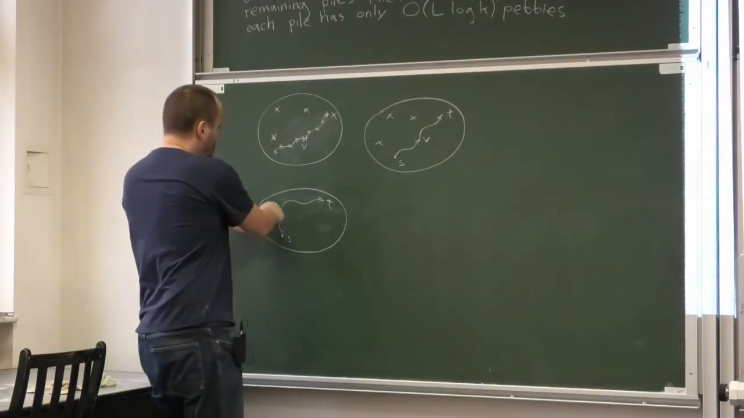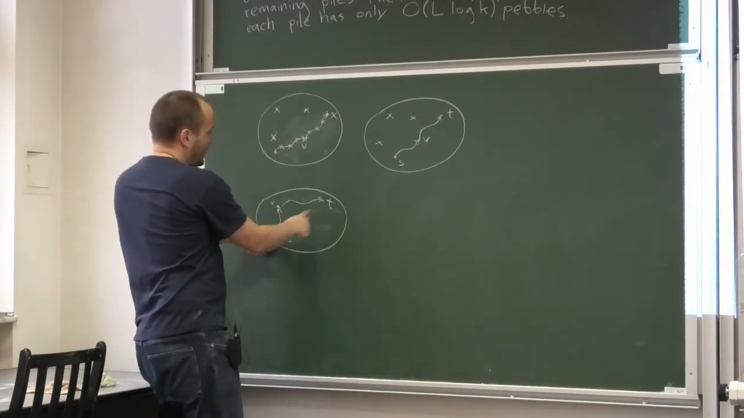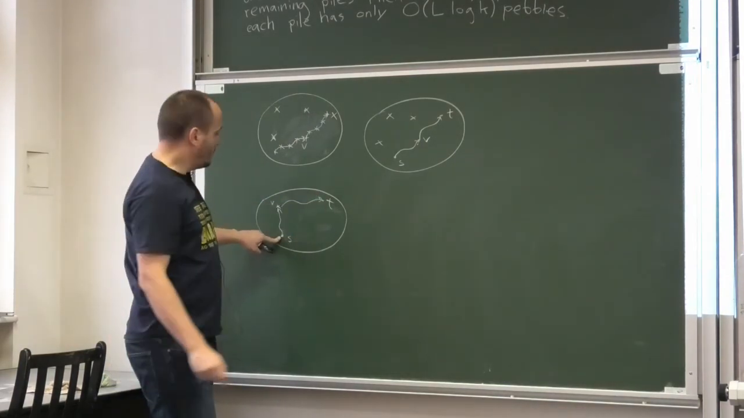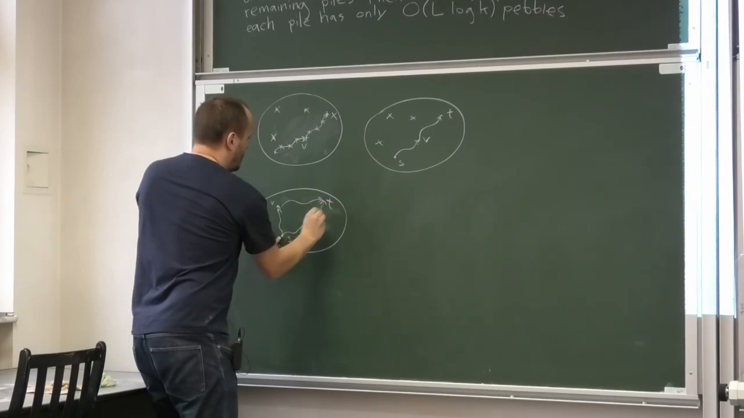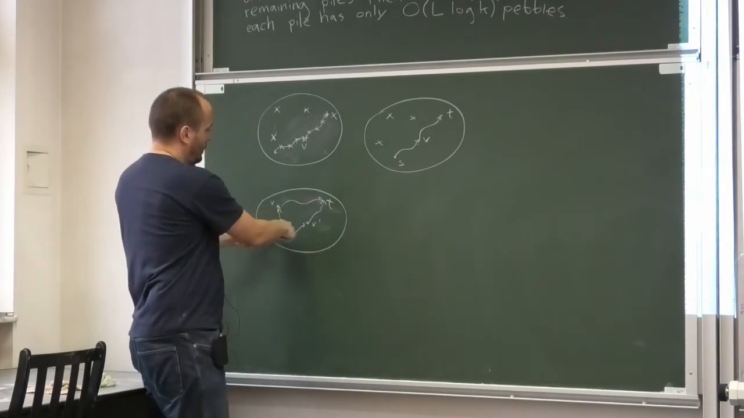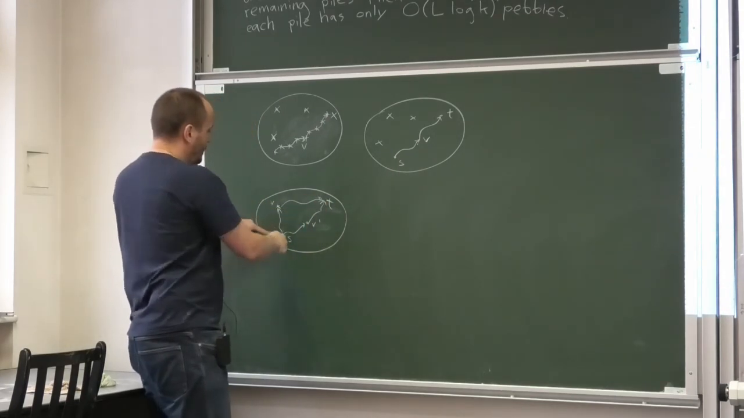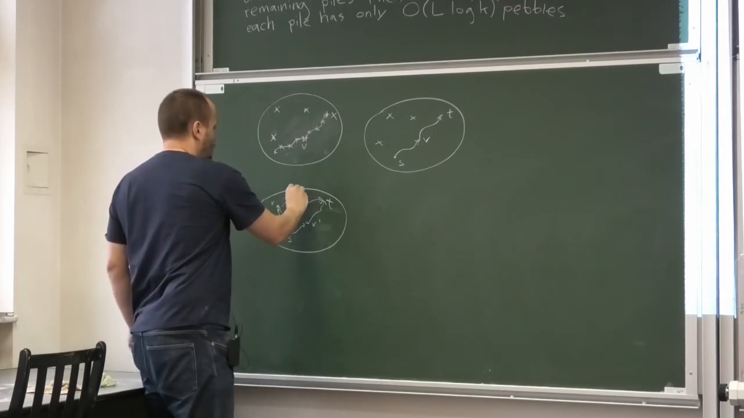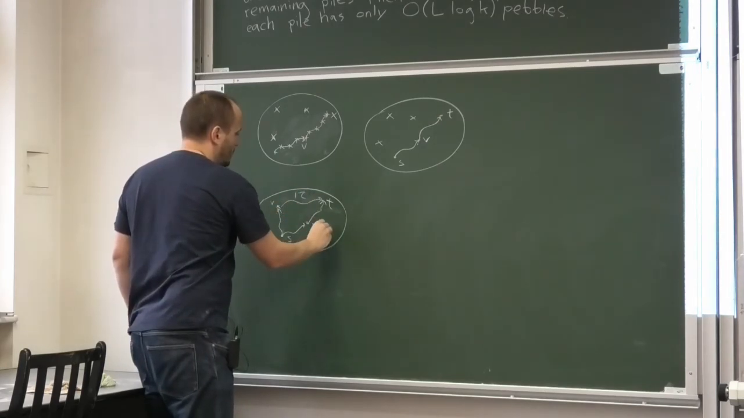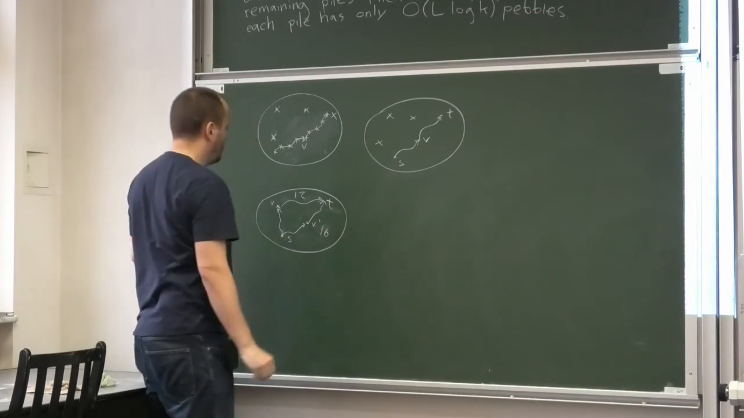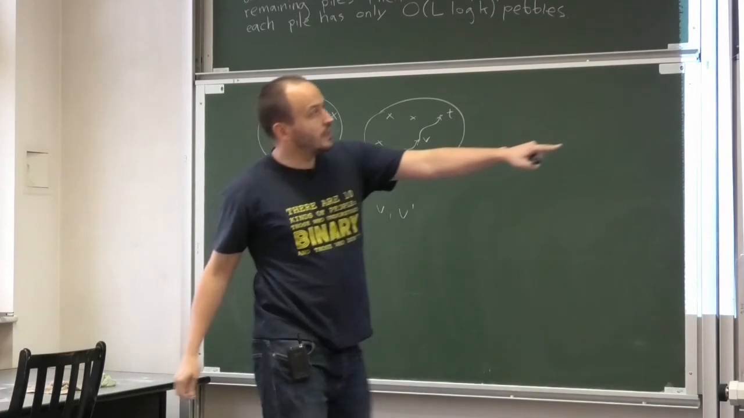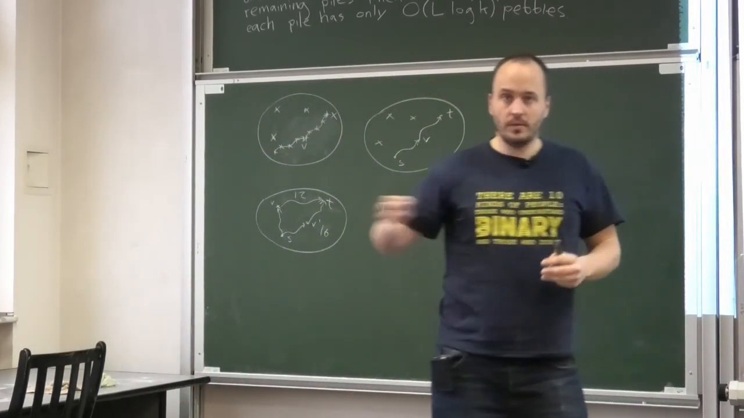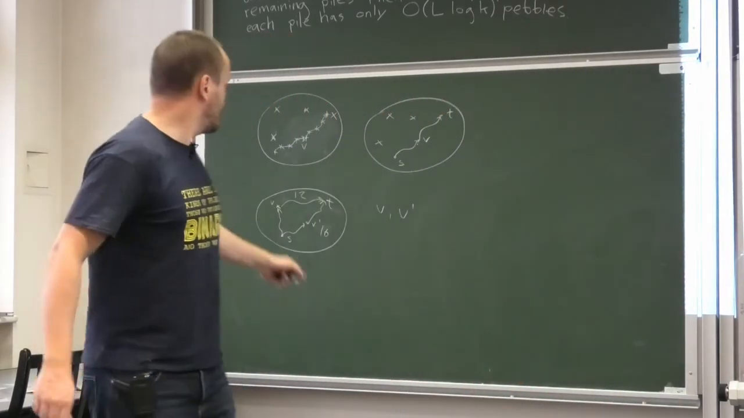Right, so for each visited node, we get a distance from S to T via that visited node. And we do that for all the nodes that were visited, maybe V prime over here. And then we keep a sorted list of all these distances here. So if this one has distance 12 and this one has distance 16, then you will put V before V prime in this list here. So you keep them in sorted order by this distance.